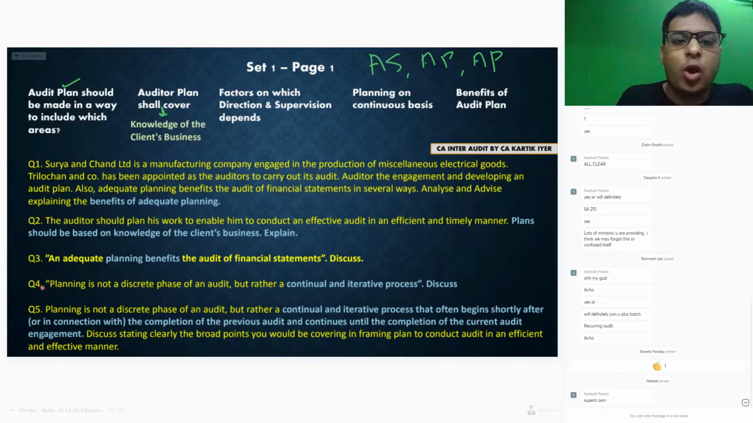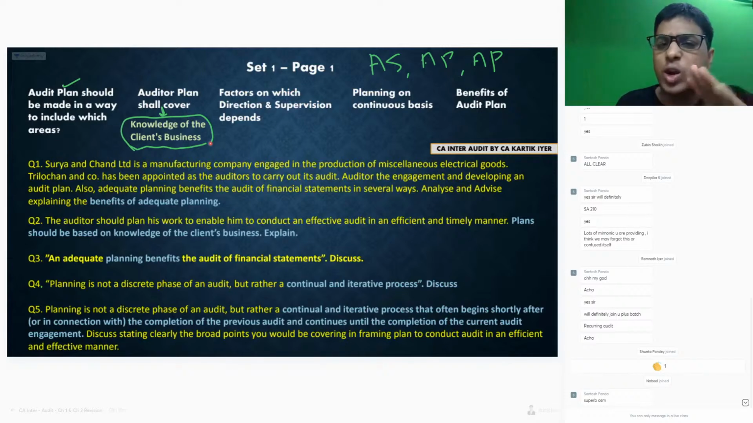It will cover the knowledge of the client's business, which is one of the bigger areas in this. Then second, you have the internal control. Third is in relation to the audit procedures. And at the end, you have the coordination between the team members who are going to do the audit. So now there is a very important answer in this called knowledge of client's business. We'll look into that.